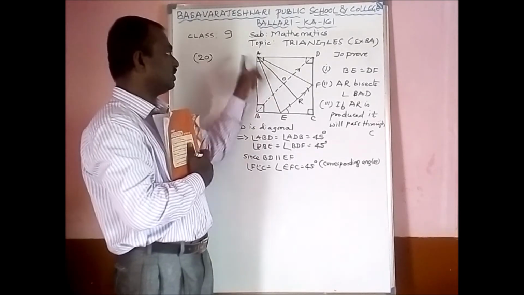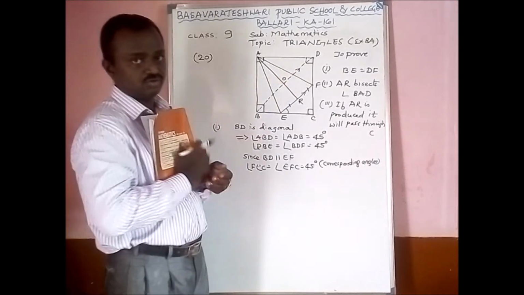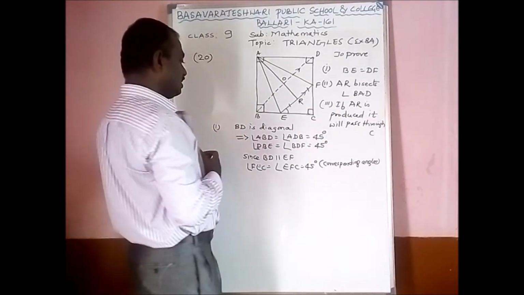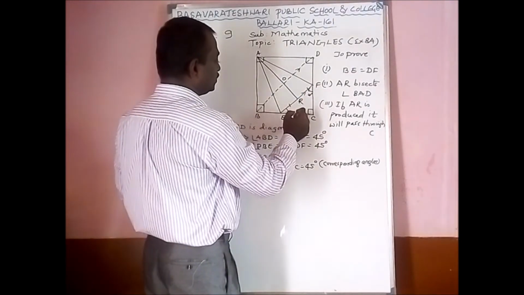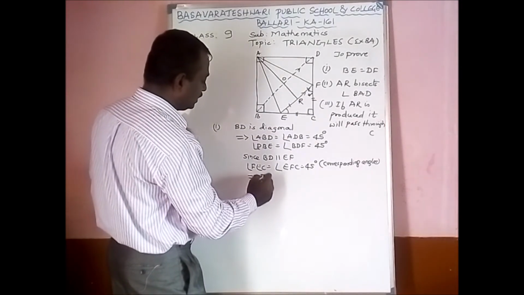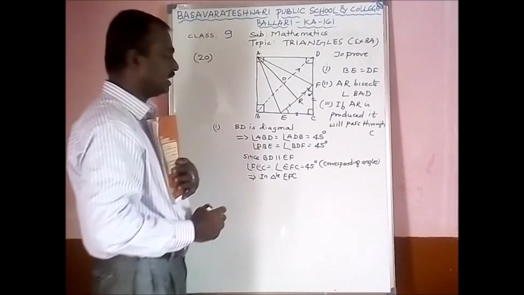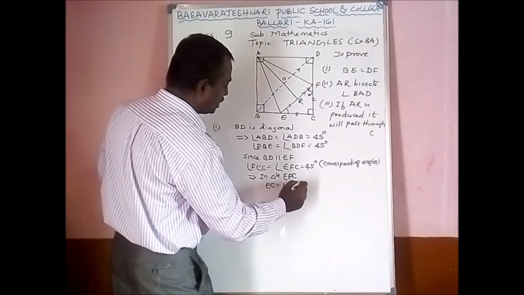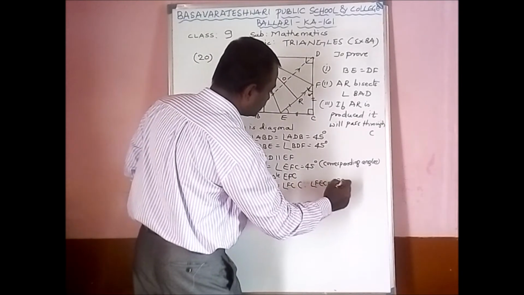Angle ABD is equal to angle ADB, 45 degrees, and angle DBE is equal to angle BDF, also equal to 45 degrees. So these two angles are 45 degrees, which means these two sides are also equal, correct? So this implies in triangle EFC, EC is equal to FC because angle FEC is equal to angle EFC.